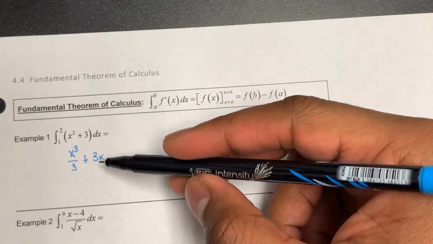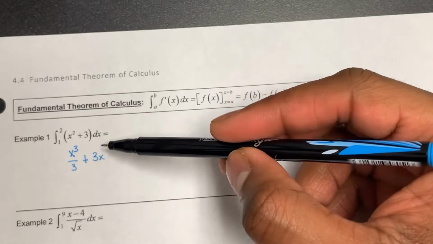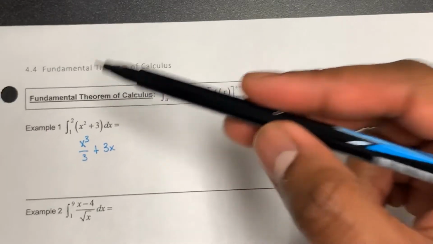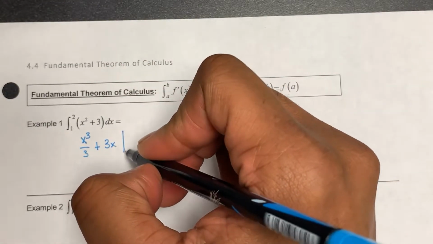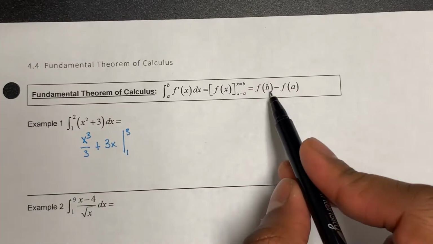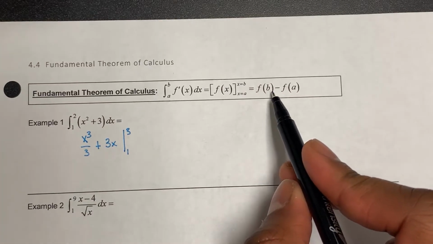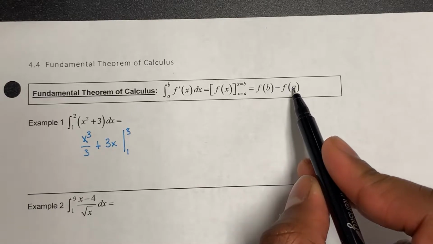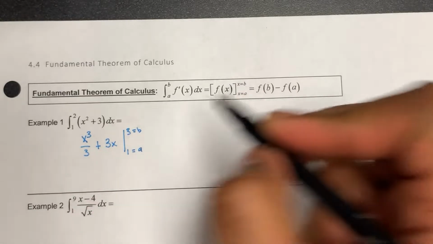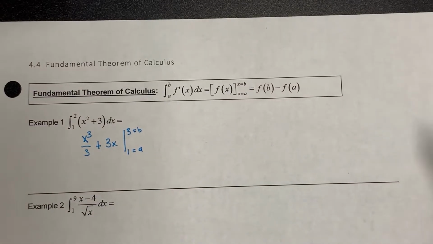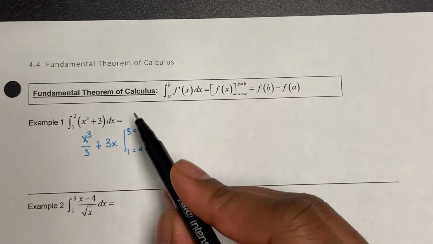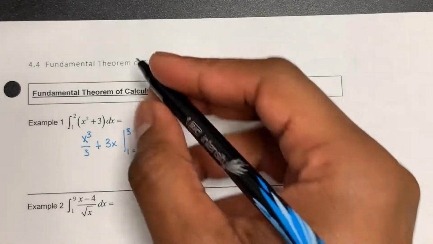So the first change is that when we integrate, we no longer have a plus c because we have these limits. The second change is that we're going to introduce this notation from 1 to 3, which means if we're looking at this, we need to do f of b minus f of a. 3 is our b value and 1 is our a value. So this definite integral is the difference between f of 3 and f of 1.